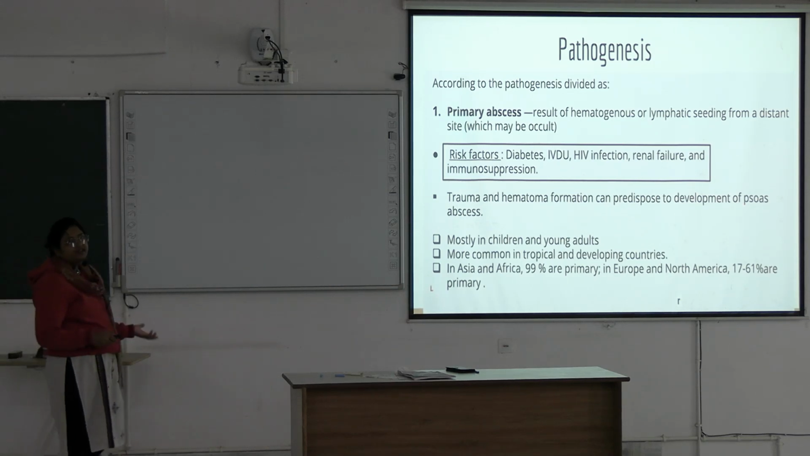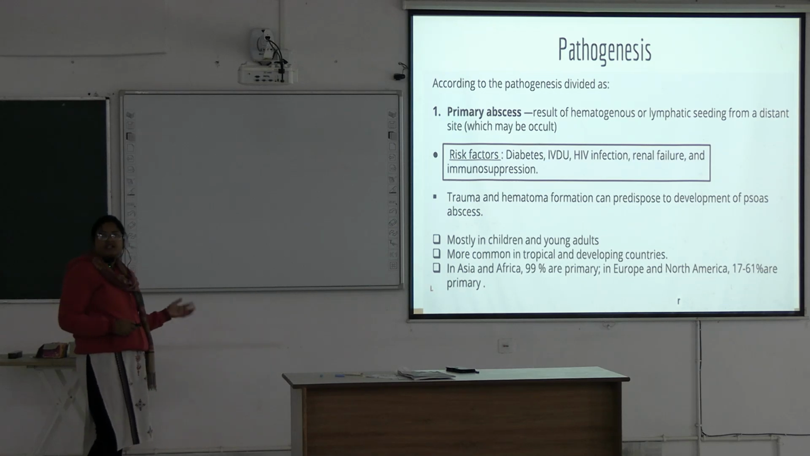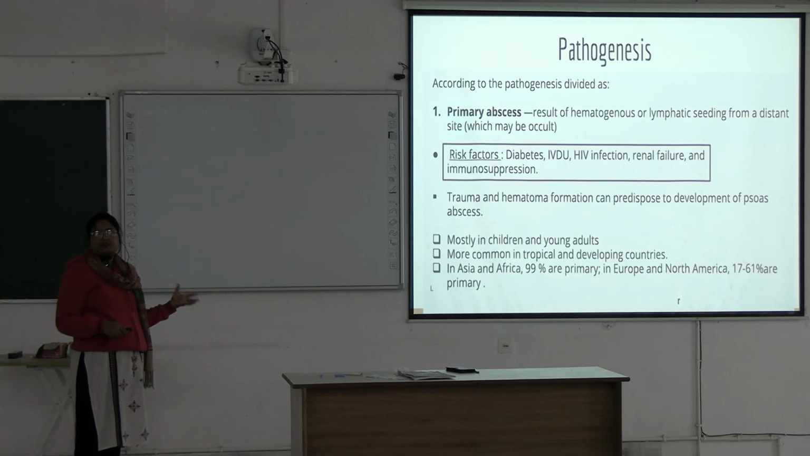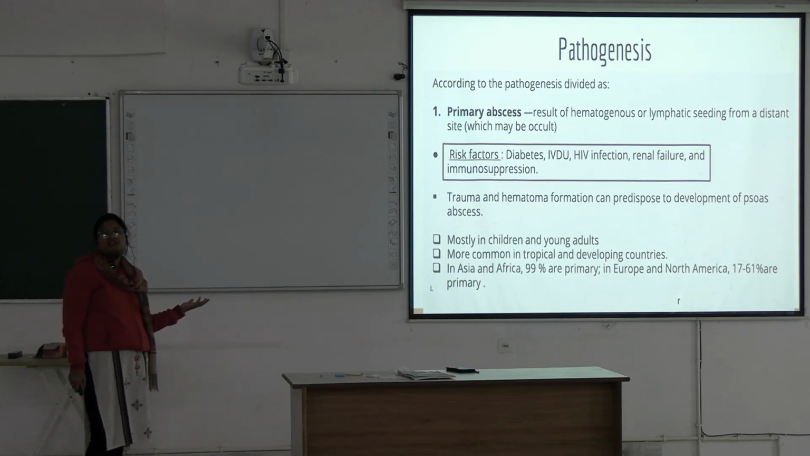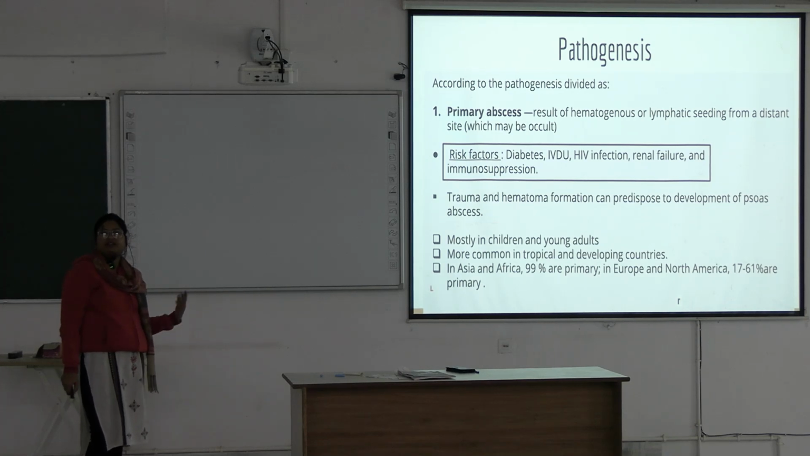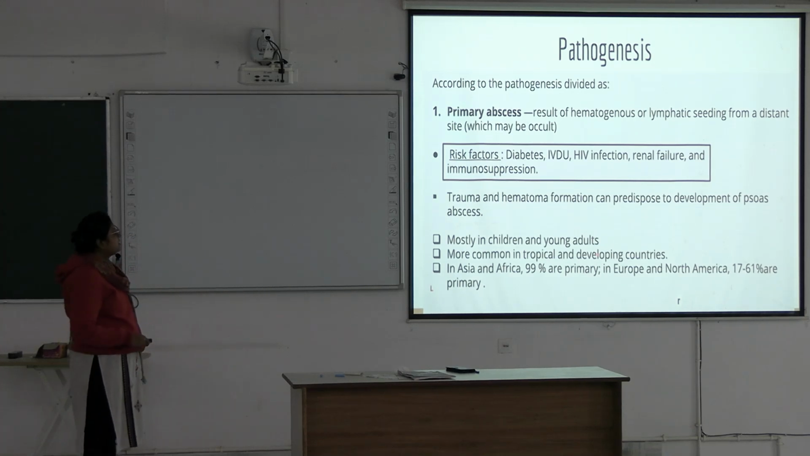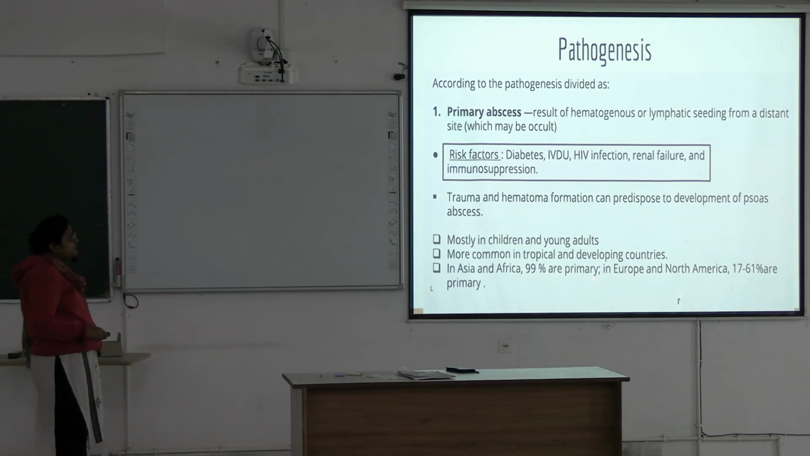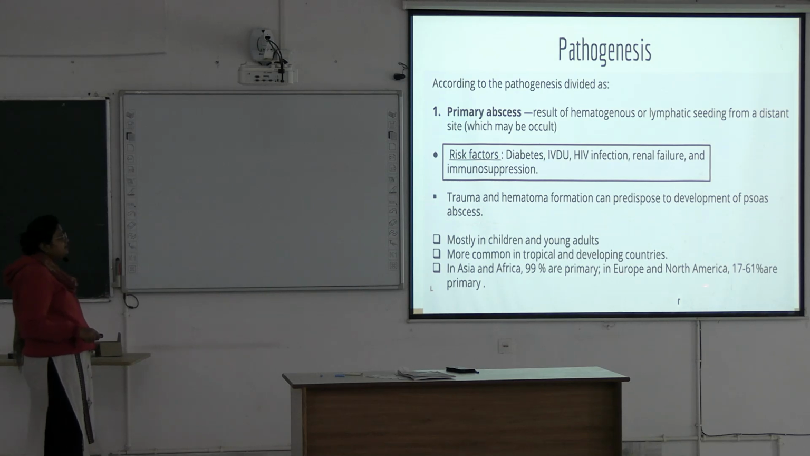Okay, in a road traffic accident, there may be deep trauma and it may lead to hematoma formation because these muscles are rich in blood supply. So, there may be hematoma formation within the muscle, and later the hematoma liquefies and gets infected to form the psoas abscess. It occurs mostly in children and young adults, and is more common in tropical and developing countries. In Asia and Africa 99% are primary infection. In Europe and North America 17 to 61% are primary infection.